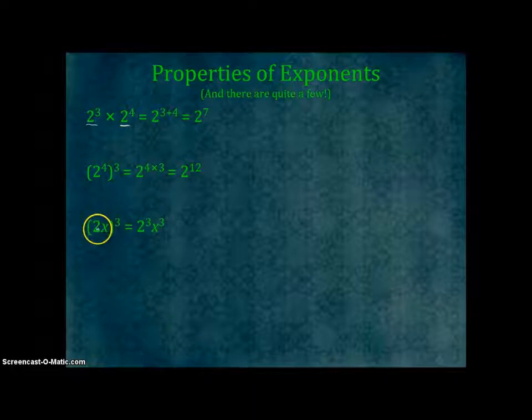Now if we take things that are multiplied by each other and raise them to an exponent, then everything inside the parentheses needs to be taken to that exponent. Notice the exponent gets distributed across each thing. But this only works when we're multiplying the items inside the parentheses, not when we're adding or subtracting.